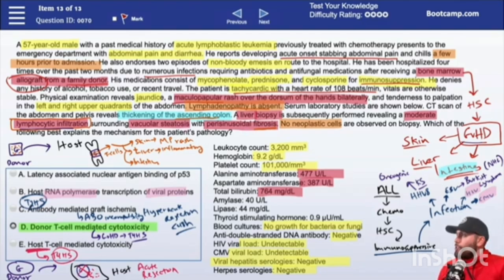Latency-associated nuclear antigen binding of P53. A lot of times in board questions, there'll be an answer on there that's completely something you probably have never seen before. Latency-associated nuclear antigen is something that we see classically with HHV8, human herpes virus 8, which is, remember, when we're talking about Kaposi sarcoma.